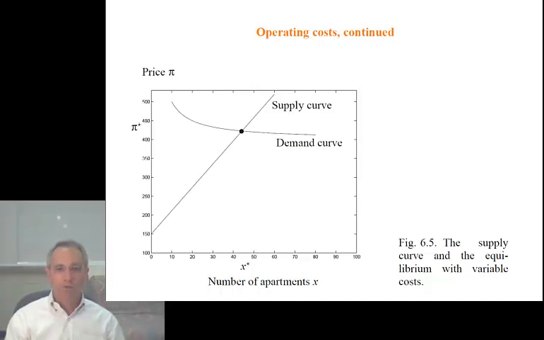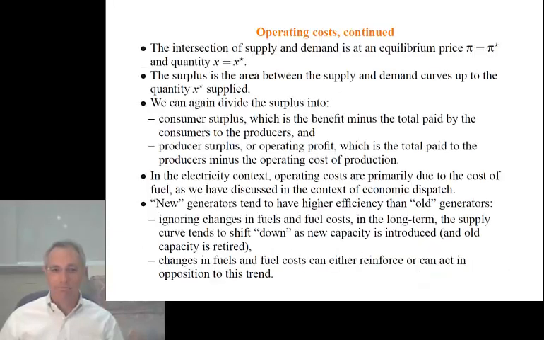Here I've drawn a case where there are operating costs, and instead of a supply curve at 60, in order to get up to 60, we need to incur operating costs. Again, there'll be some intersection of demand and supply, but typically at a different quantity and price compared to the previous intersection that ignored operating costs. Again, we can divide the surplus into consumer surplus, the benefit minus the total paid by the consumers to the producers, and the producer surplus, or the operating profit, which is the total paid to the producers minus the operating cost of production.